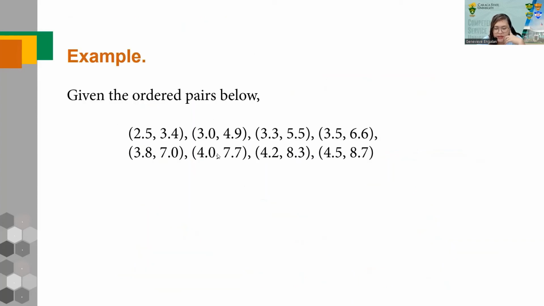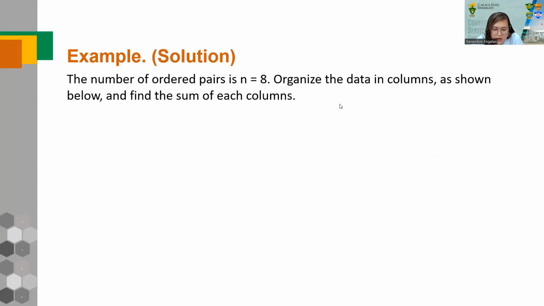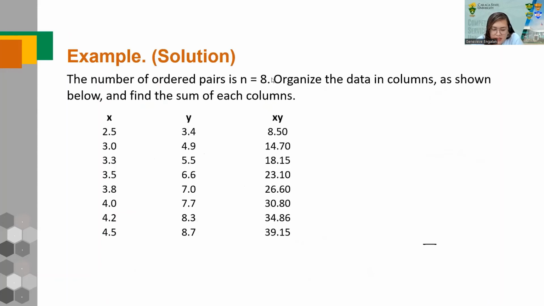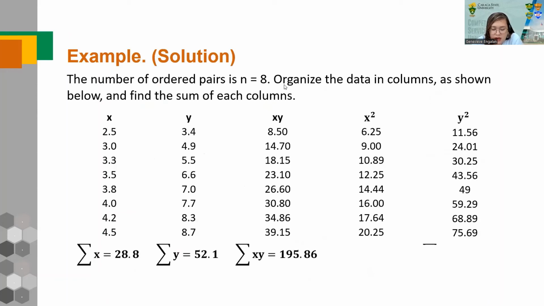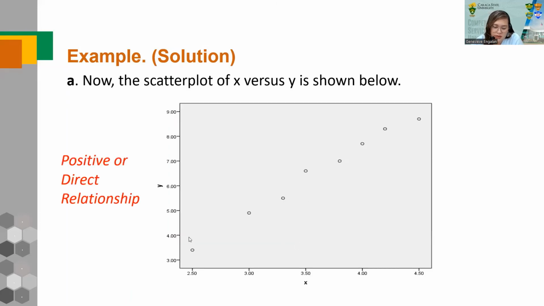So, mao ra gyapon tong given kanina sa regression. Ato lang ipakita ang scatter plot, then solve for the correlation coefficient and interpret. Okay. So, ang n nato is 8 kay 8 man to ordered pairs. The same ganina. Atong gikuha ang summation sa x, summation sa y, tapos x times y, x squared, and y squared. Kay kana sila kining mga summation or the total ana is ato ang gamiton to solve R. So, first, atong i-draw ang scatter plot. So, as you can see, increasing siya. So, positive or direct relationship.